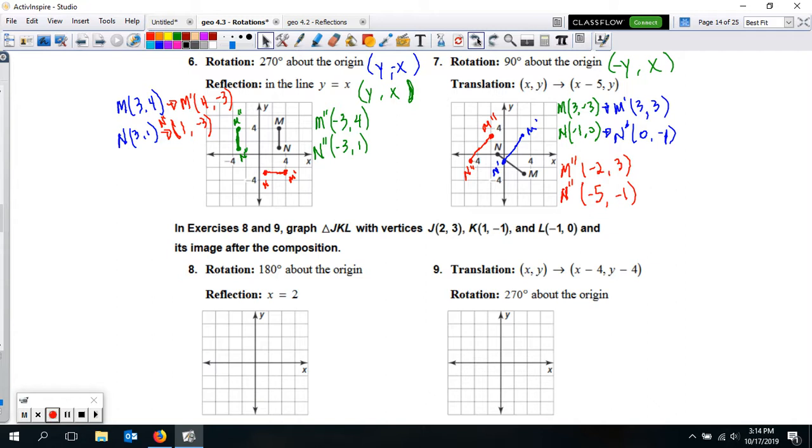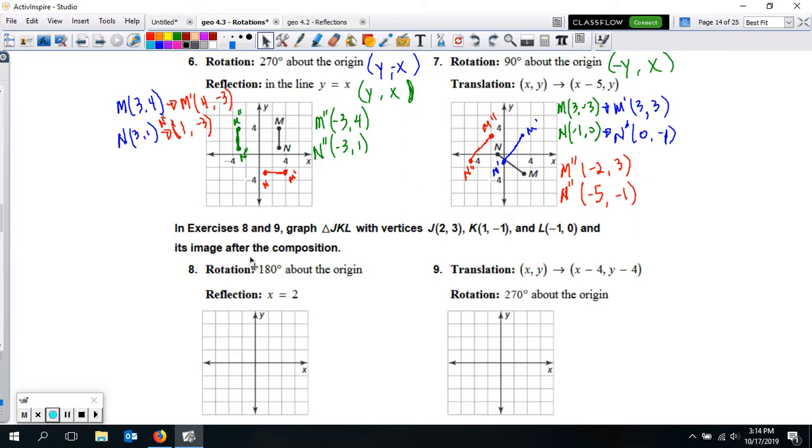Okay, so number 8 and 9 are essentially doing the same thing. It's a composition, so you can see sometimes we start with rotation, then reflection. This one's translation and rotation. Notice there's going to be a rotation in every one because we're in the rotation section here. And so definitely we want a rotation at least once in each one.